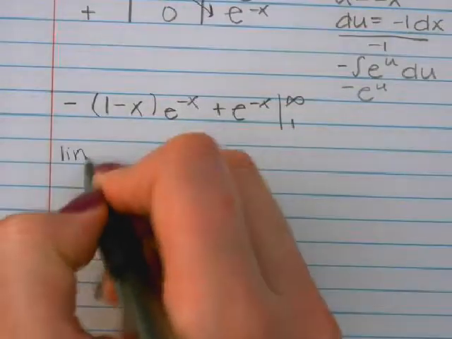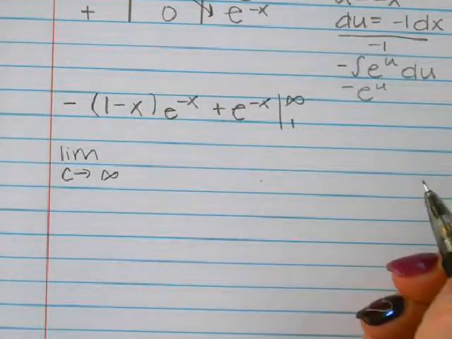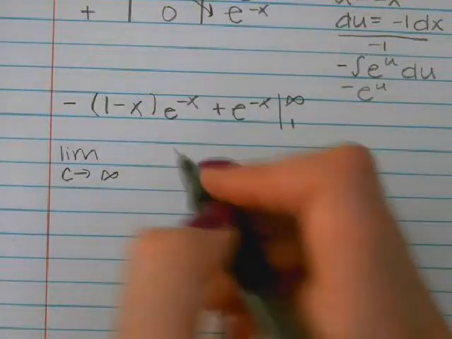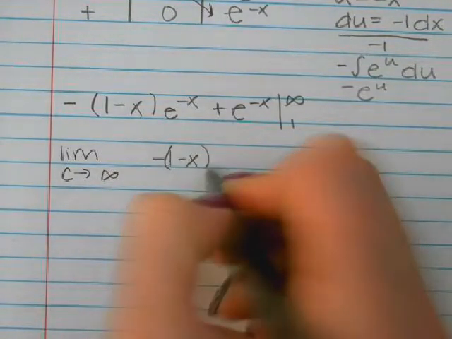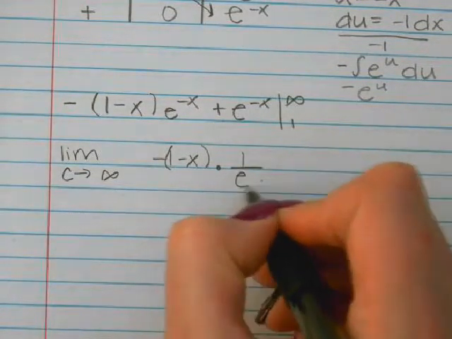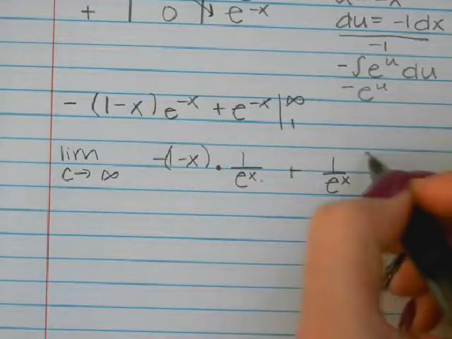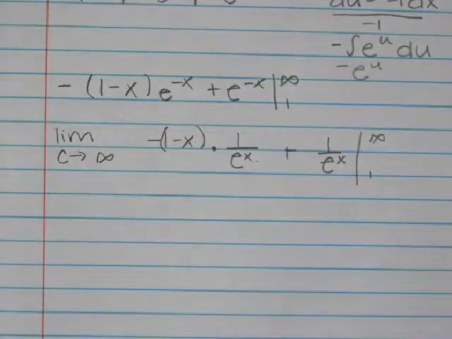So now we're going to say the limit as c goes to infinity. And we're going to use the same thing, because it's okay if it's a limit. I'm going to go ahead and write this as 1 over e to the x. Are you guys okay with me doing that? Does anyone know why I did that? Negative x. Yeah, it's a negative exponent, and then it's a little bit easier to see what's going to happen.